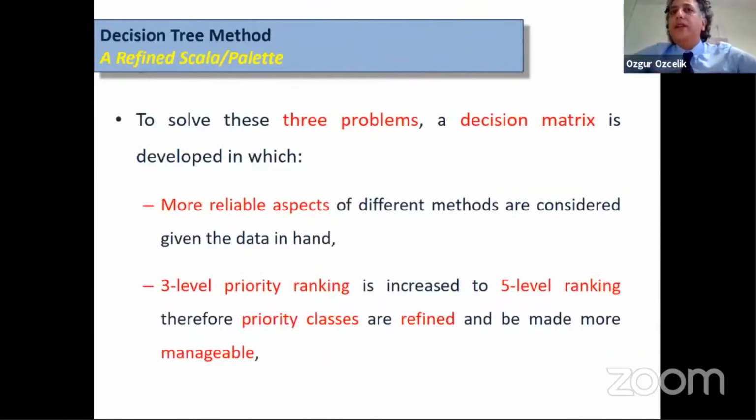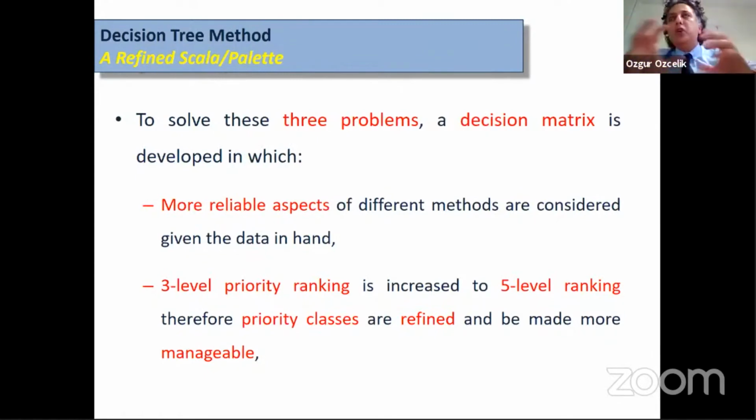So how to solve these 3 problems? We came up with a decision matrix, okay? So the idea behind the decision matrix was as follows. More reliable aspects of different methods are considered given the data in hand, and the 3-level priority ranking is increased to 5-level ranking. Therefore, priority classes are refined and made more manageable.